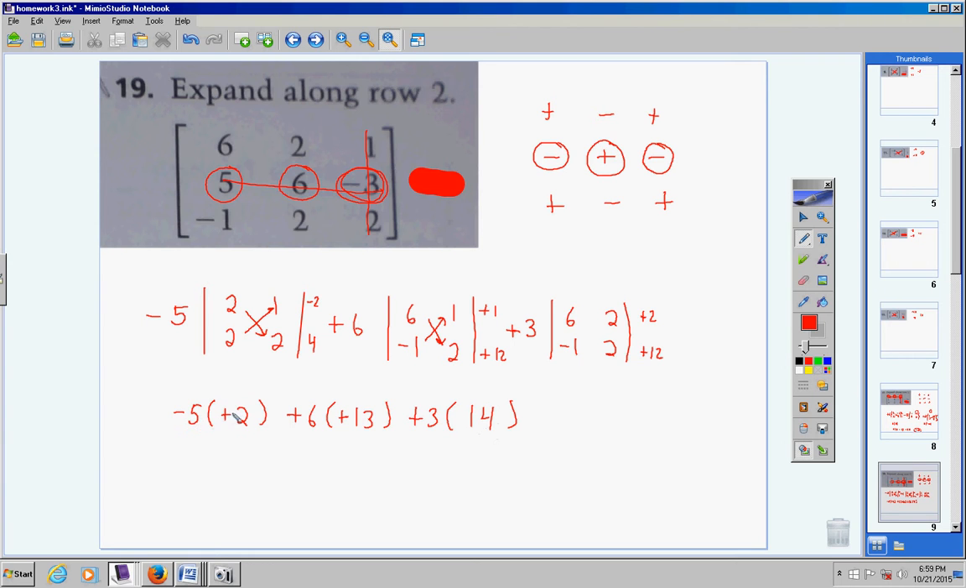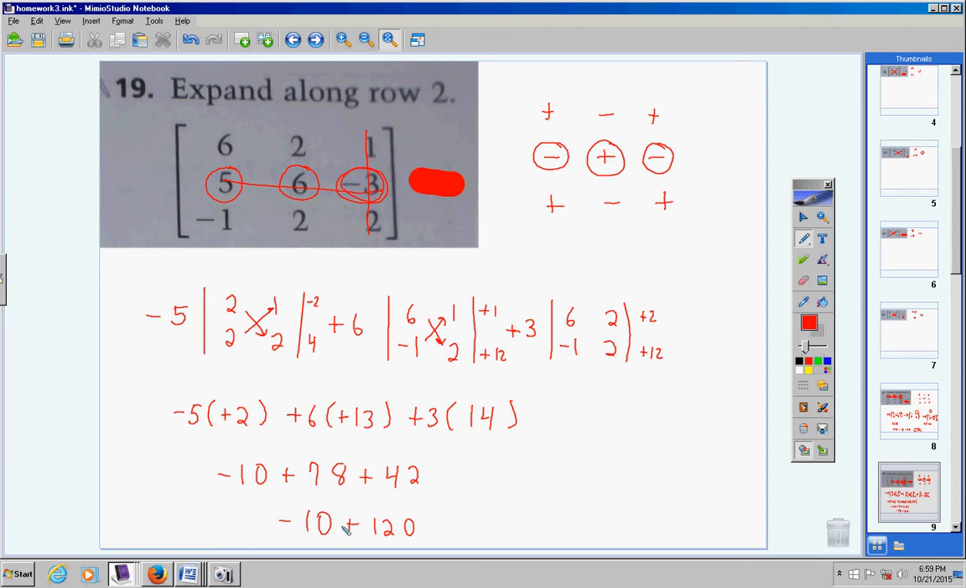Negative times a positive is negative. Positive times a positive is positive. Positive times a positive is positive. Now if we combine those, we'll get negative 10, positive 120. These two numbers here are both positive, give you 120.